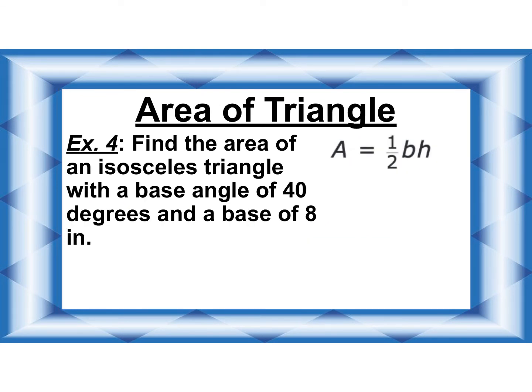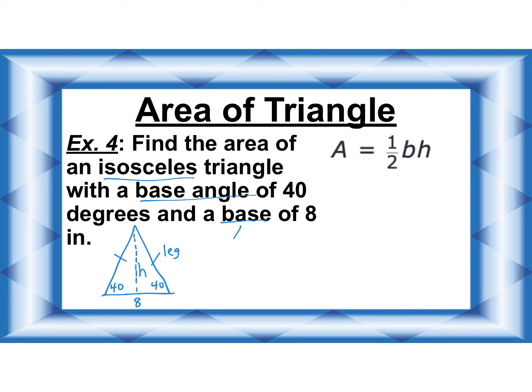Let's look at the area of a triangle. So find the area of an isosceles triangle with a base angle of 40 degrees and a base of 8 inches. Lots of vocabulary: isosceles, base angle, base. So I'm going to start with my isosceles triangle. That means we have two congruent sides. The base angle is 40. These are the base angles. And because it's isosceles, we can use the base angle theorem to say that they're both going to be 40. And a base of 8, this is my base. Those are my legs. I need to find my height.